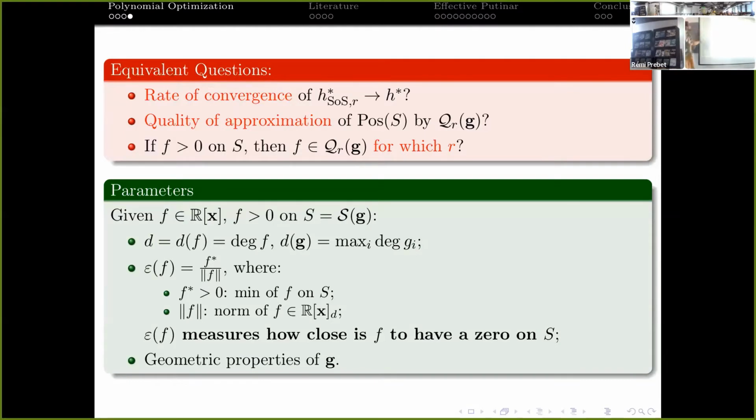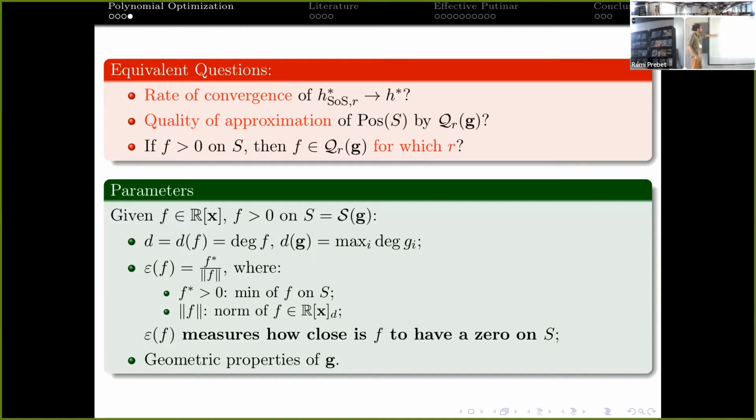Again, we have these equivalent questions: the rate of convergence of the lower approximation to h star. This can be restated as follows. What is the quality of approximation of the convex cone of non-negative polynomials by truncated quadratic modules? Or even more explicitly, and this is the way we will discuss in this talk mostly, if we have a strictly positive polynomial f on X, then f belongs to the quadratic module, but at which degree r do we need to represent this polynomial?